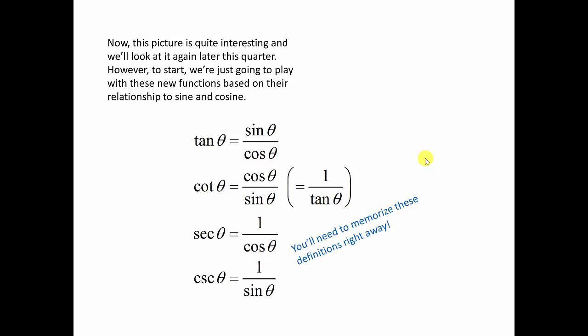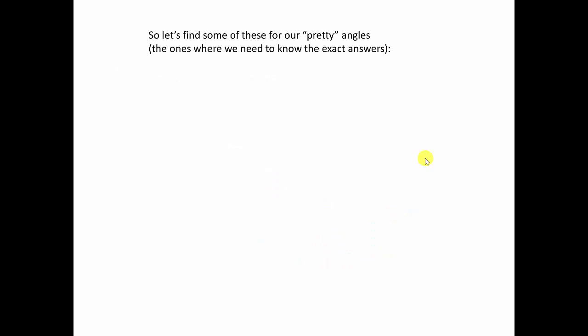And the key thing is we need to make sure we memorize these definitions right away. They are so important in this class. Okay, so let's find a few of these trigonometric functions based on our pretty angles, the ones where we know the exact answers to. Let's do tangent of 5 pi fourths to start.